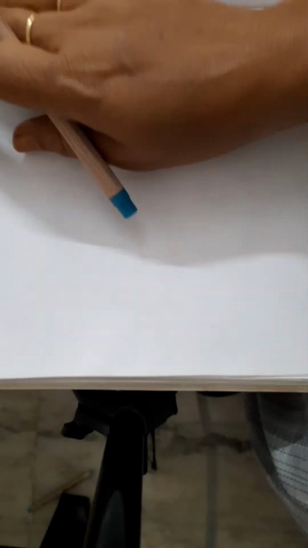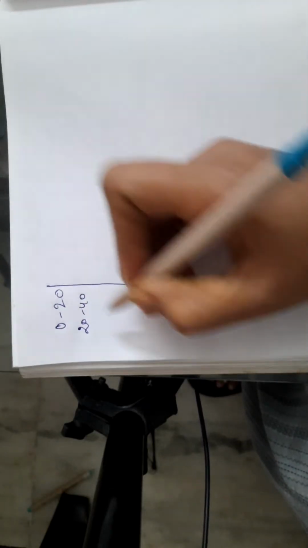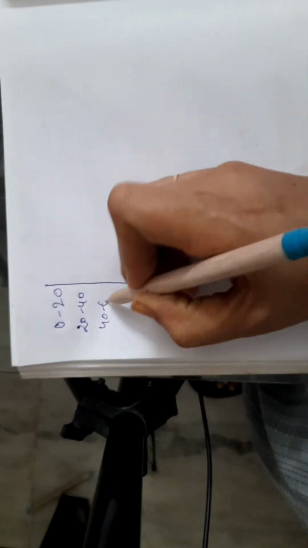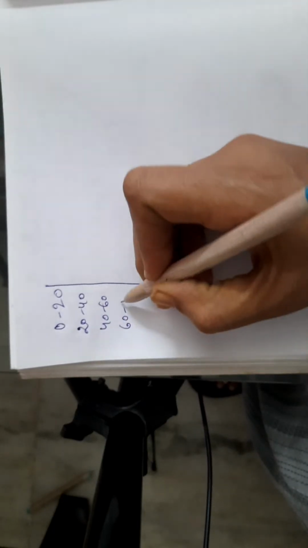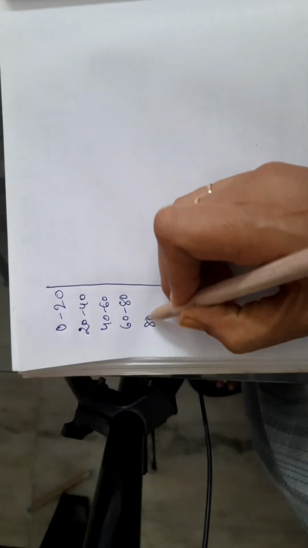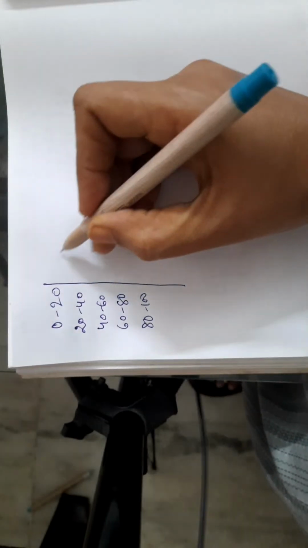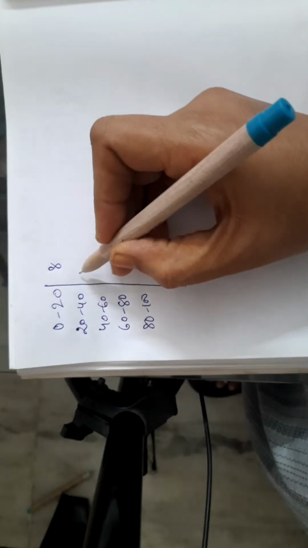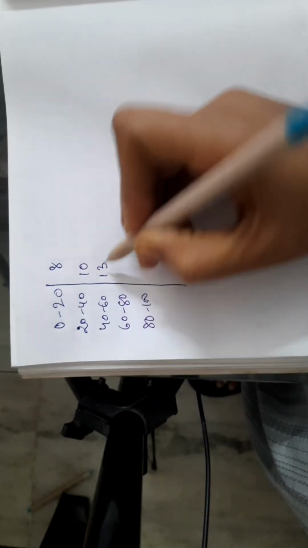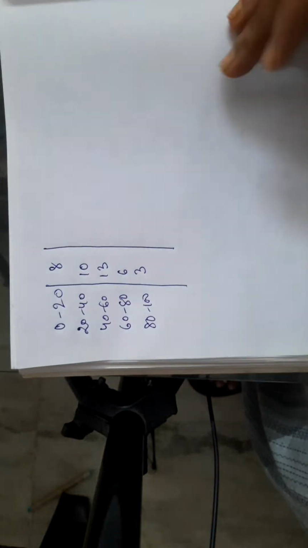So here the first question is from statistics. Let's start with the question here. The class intervals given are 0 to 20, 20 to 40, 40 to 60, 60 to 80, 80 to 100, and the frequencies are as follows: 8, 10, 13, 6 and 3. We need to find CF.